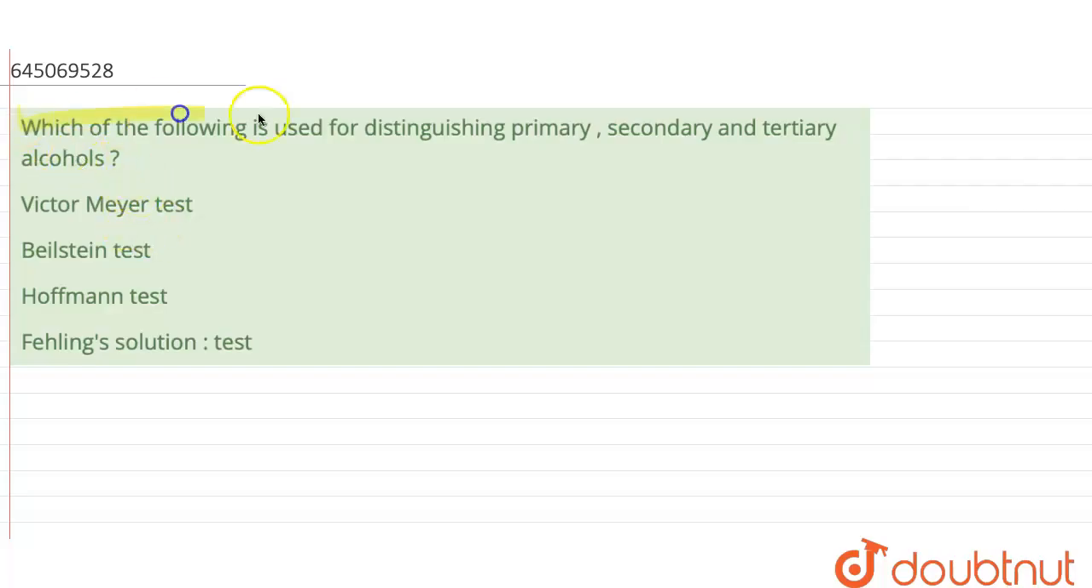Hello everyone. In this question it is given: which of the following is used for distinguishing primary, secondary and tertiary alcohols? The first option is given as Victor-Meyer test. Basically, the Victor-Meyer test is used for distinguishing primary, secondary and tertiary alcohols.